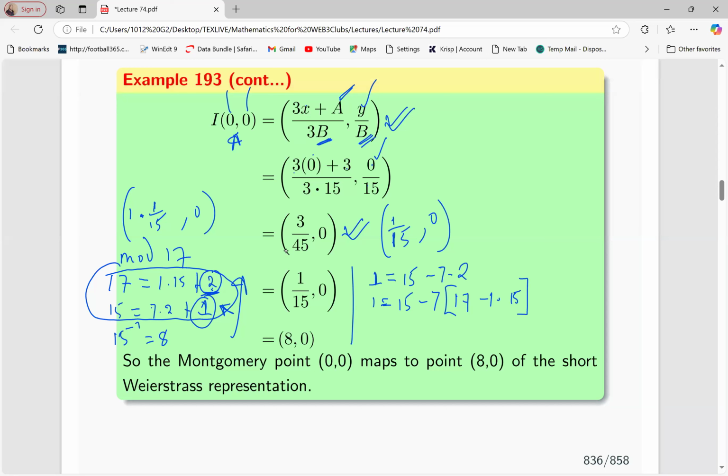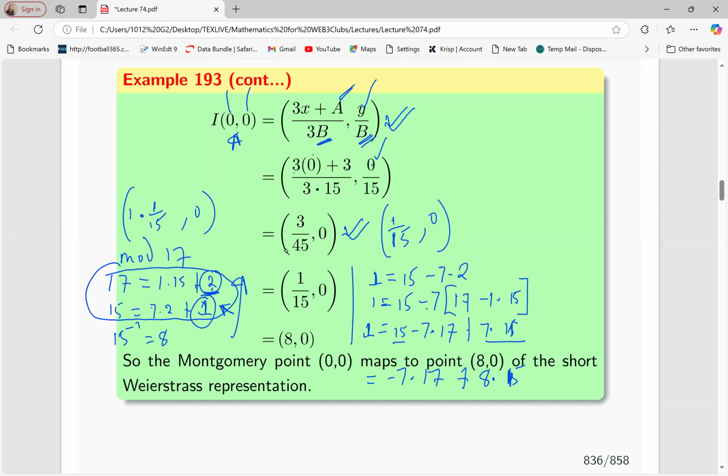So what do you get? This will be 15 minus 7 multiplied by 17, then plus 7, I'm just multiplying, multiplied by 15. This is equal to 1. Now collect like terms. We have negative 7 multiplied by 17, and then this 15 and this are like terms, and that gives us 8 multiplied by 15.